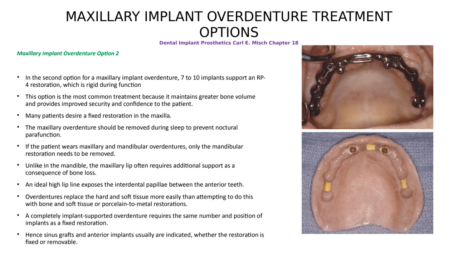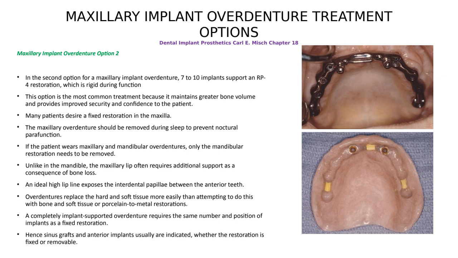Unlike the mandible, the maxillary lip often requires additional support as a consequence of bone loss. So that has to do with the design of the denture. Sometimes we may need to compensate for the lip collapse by making the denture a little bit bulky in the front for the anterior position.